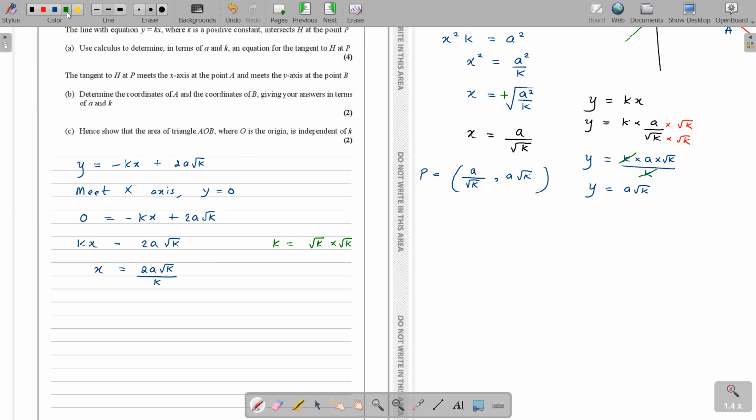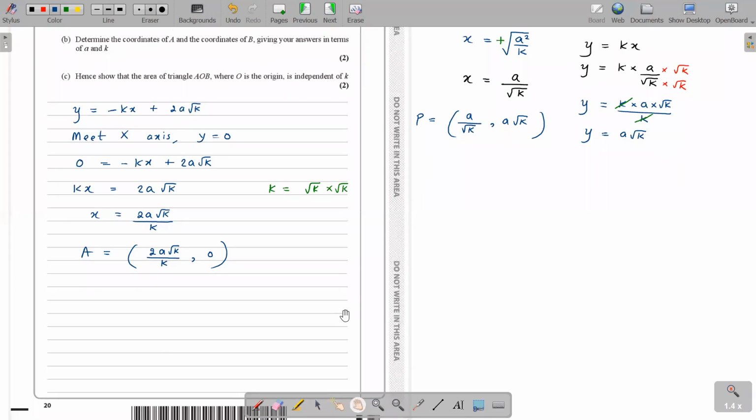Okay, then we'll do the other one, meeting the y-axis. But before I go for the y-axis, let me write the coordinate. The place where we meet the x-axis is the point A, right? The point A coordinates: point A is 2a root k over k, comma 0. And then we meet the y-axis.